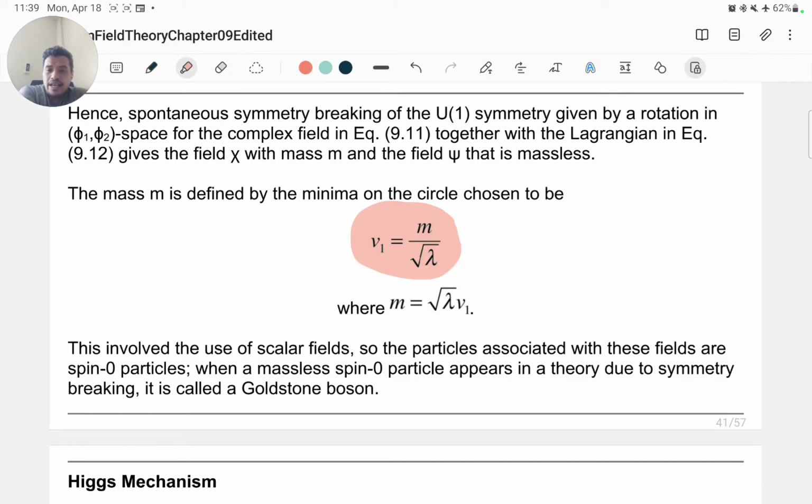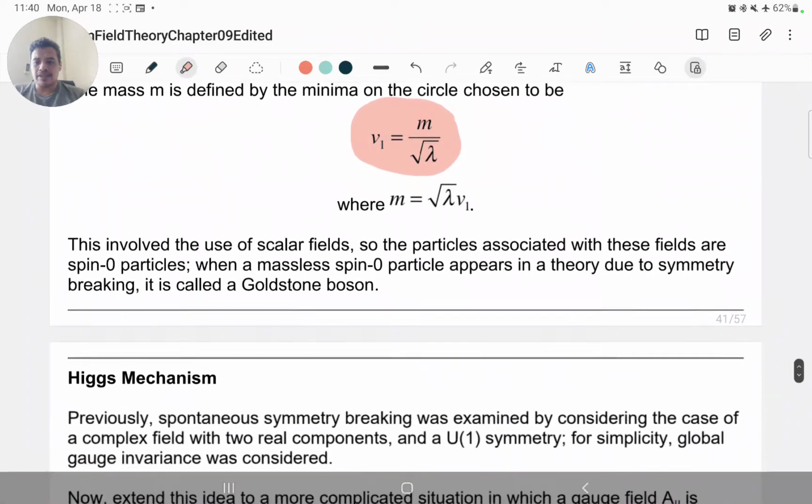This involves the use of scalar fields. So the particles associated with these fields are spin zero particles. So if that is spin zero, then we could compare it to a Klein-Gordon equation. The mass term there would be similar to the Lagrangian that we have, I mean the mass term. So we now proceed with the Higgs mechanism.